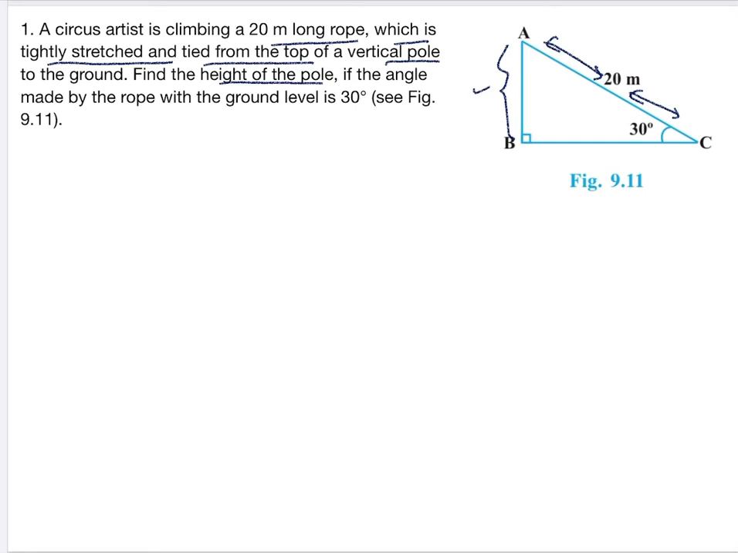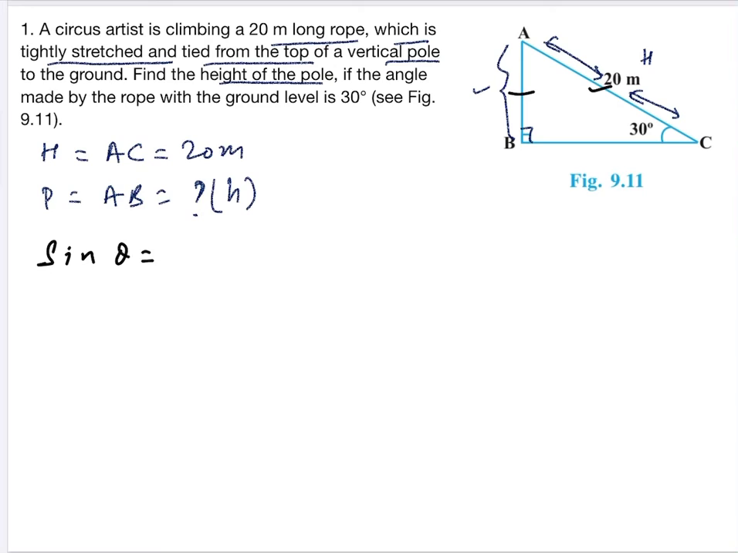We need to find this. So this is 90 degrees. So we are given H. H is equal to AC is equal to 20 meter, and we need to find the height of the pole. So P, that is AB, we need to find. We will take it as small h. Okay. So which ratio will give you the relation between H and P? That is sin theta.